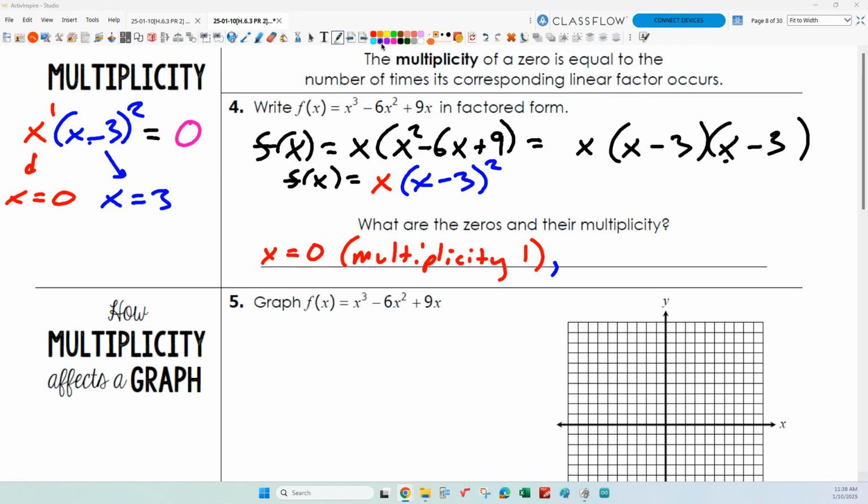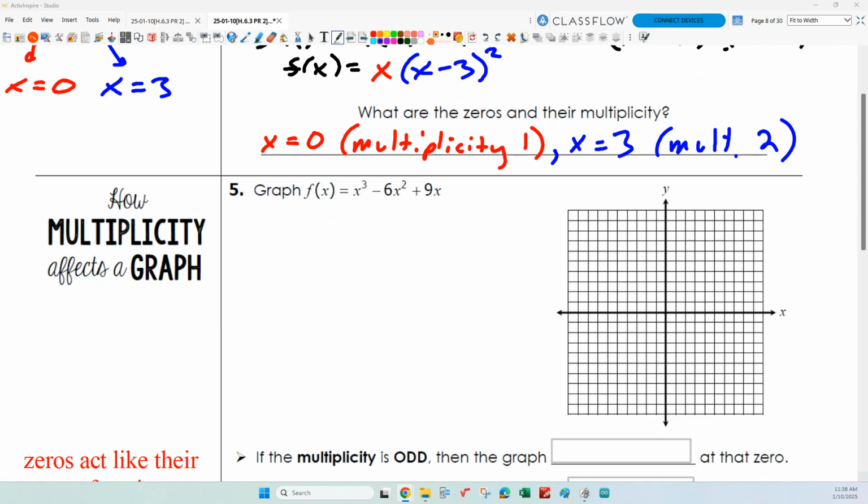And x equals 3 with multiplicity 2 because it shows up twice. Why is that a big deal? Because the multiplicity determines what the x-intercepts look like. This is really cool. Okay?